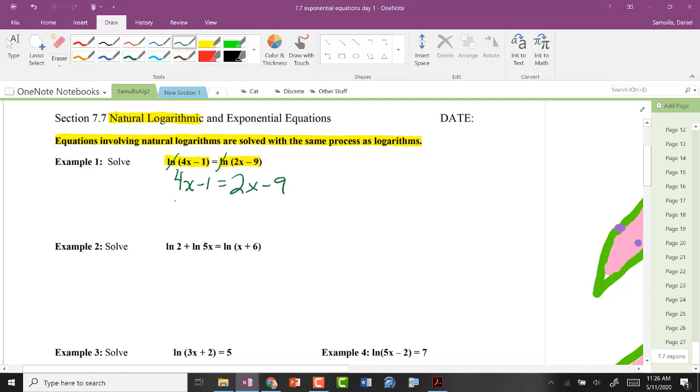So I'm going to subtract 2x, which gives me 2x, add 1, which gives me a negative 8, and x would be equal to a negative 4. Alrighty, well, we have to check that answer.